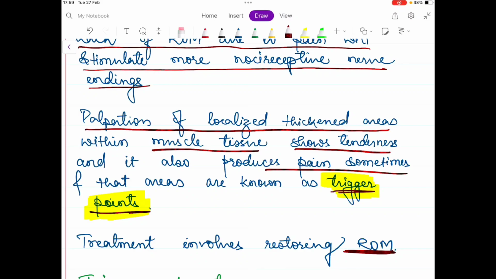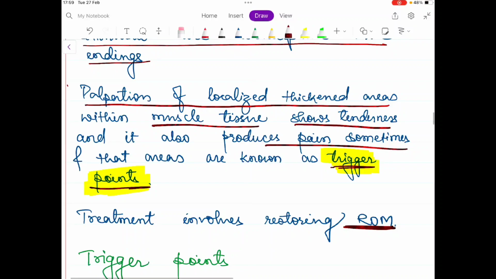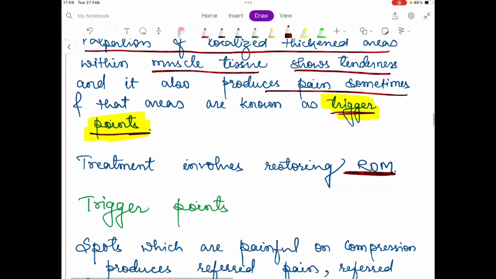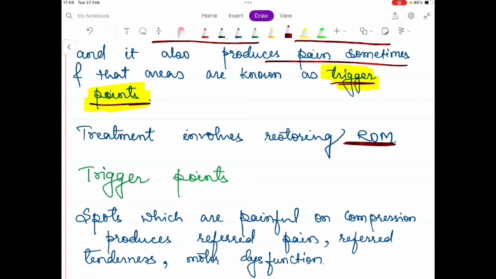Your exercise protocol will be according to that. Now this point specifically: palpation of the local thickened areas within the muscle tissue will show tenderness. Those tender areas will produce pain, and that area is known as your trigger point. This trigger point is released through cupping, dry needling, and myofascial release. There are lots of other techniques as well.